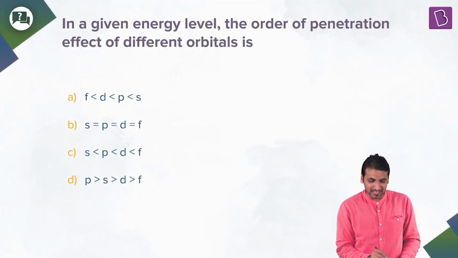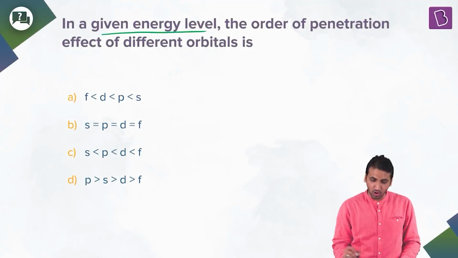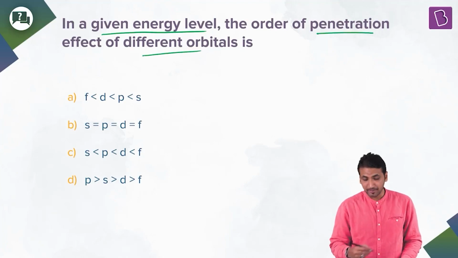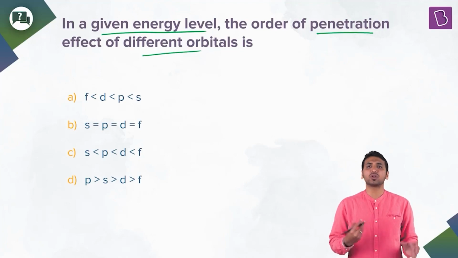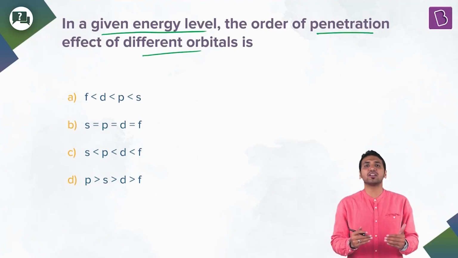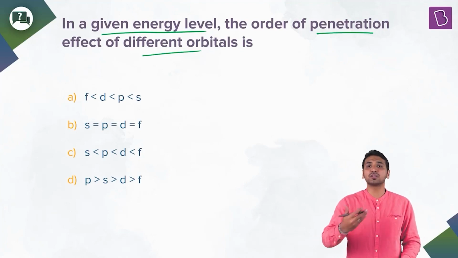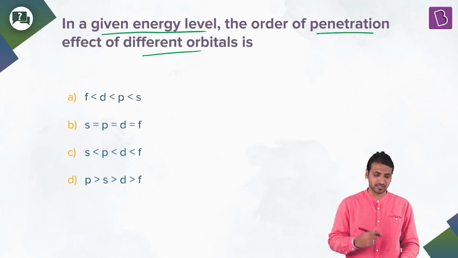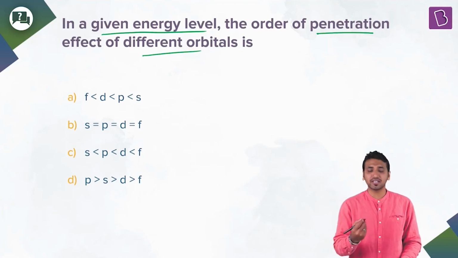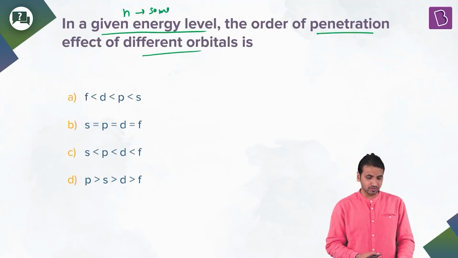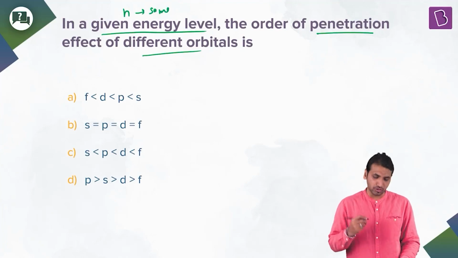In a given energy level, the order of penetration effect of different orbitals is... They're talking about penetration effect. See, what is penetration effect? It is the closeness of a shell or a subshell to the nucleus. The closer you are to the nucleus, the more the penetration effect will be. They are talking about a given energy level. That means n has to be the same, and you have to compare s, p, d, f. Different orders are given in the options.